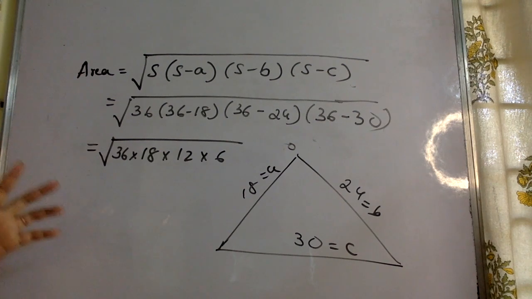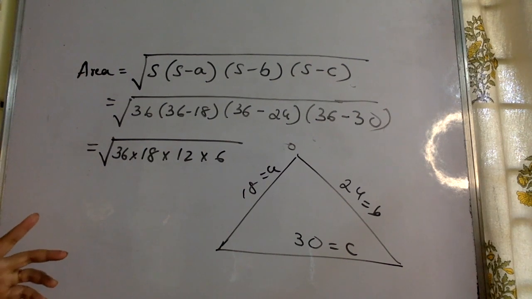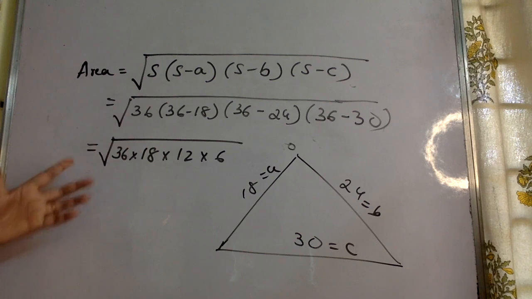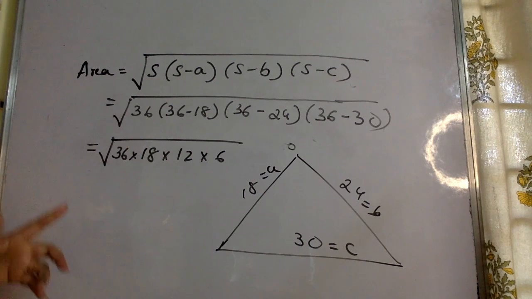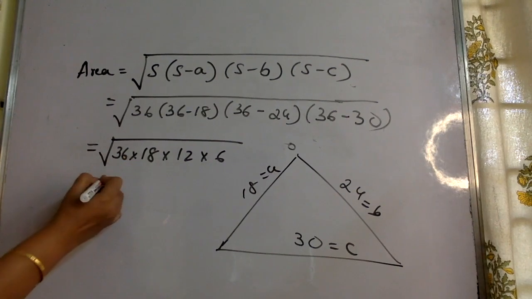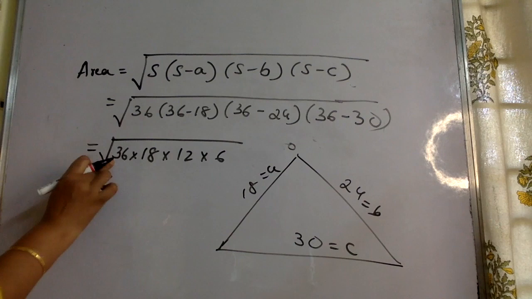Now that is a big waste of time. Not that you are going to go wrong, but you can go wrong in the multiplication and it takes a lot of time. So I'll teach you the shortcut to get the answer in this sum. See, first thing, 36's square root is 6, so take it out. We are finished with the 36.